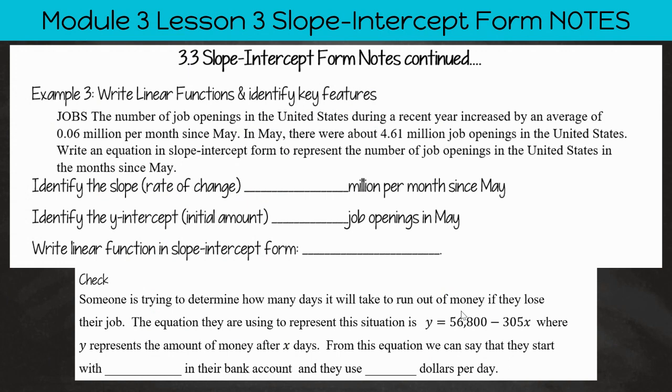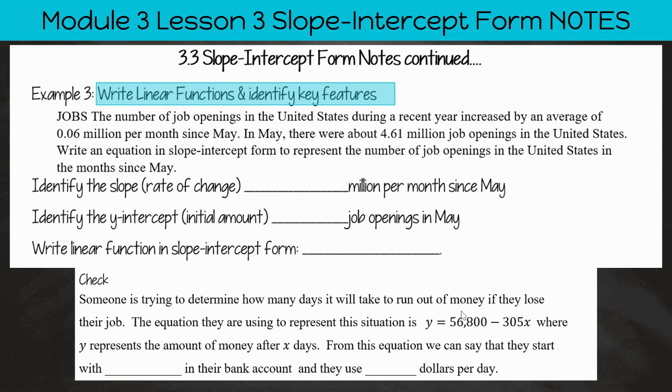In example 3, we need to write linear functions and identify key features. So they've given us a word problem. All right, so we need to write a linear function from the word problem. So one thing that I like to always keep in mind when I'm writing slope-intercept form of an equation is b is where I begin, my initial value, and m is how I move. So how is it moving, or how is it changing?